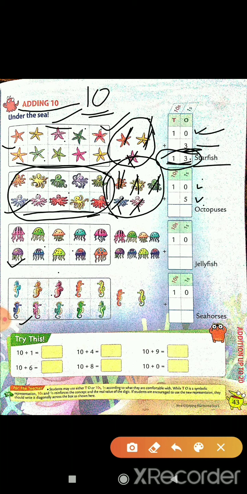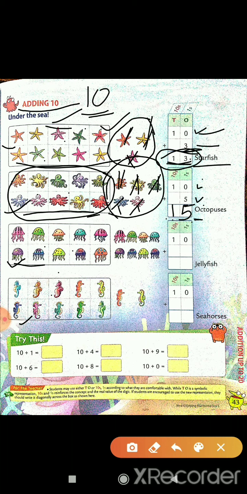So what you will write here? 1, 5, 15. Remember, 5 at the place of ones and 1 at the place of tens. So your answer is 15. Got it, students? So when we add 10 and 5 together, we get 15.